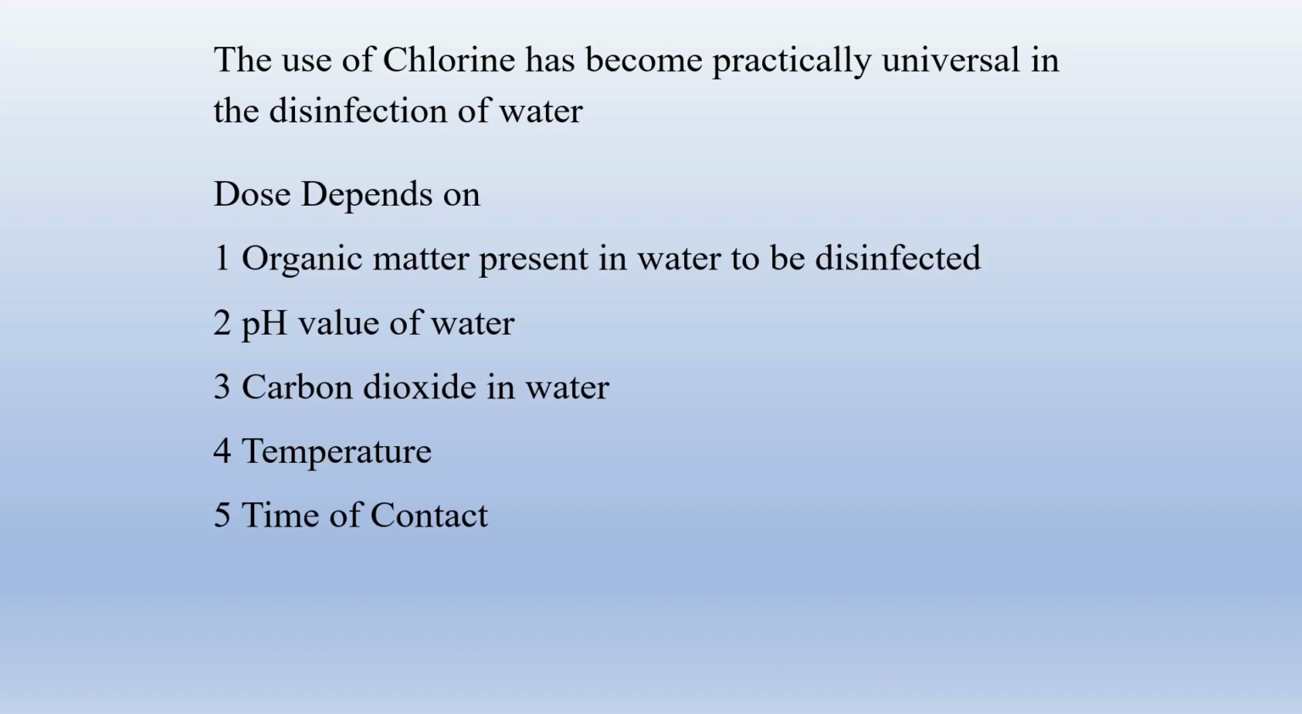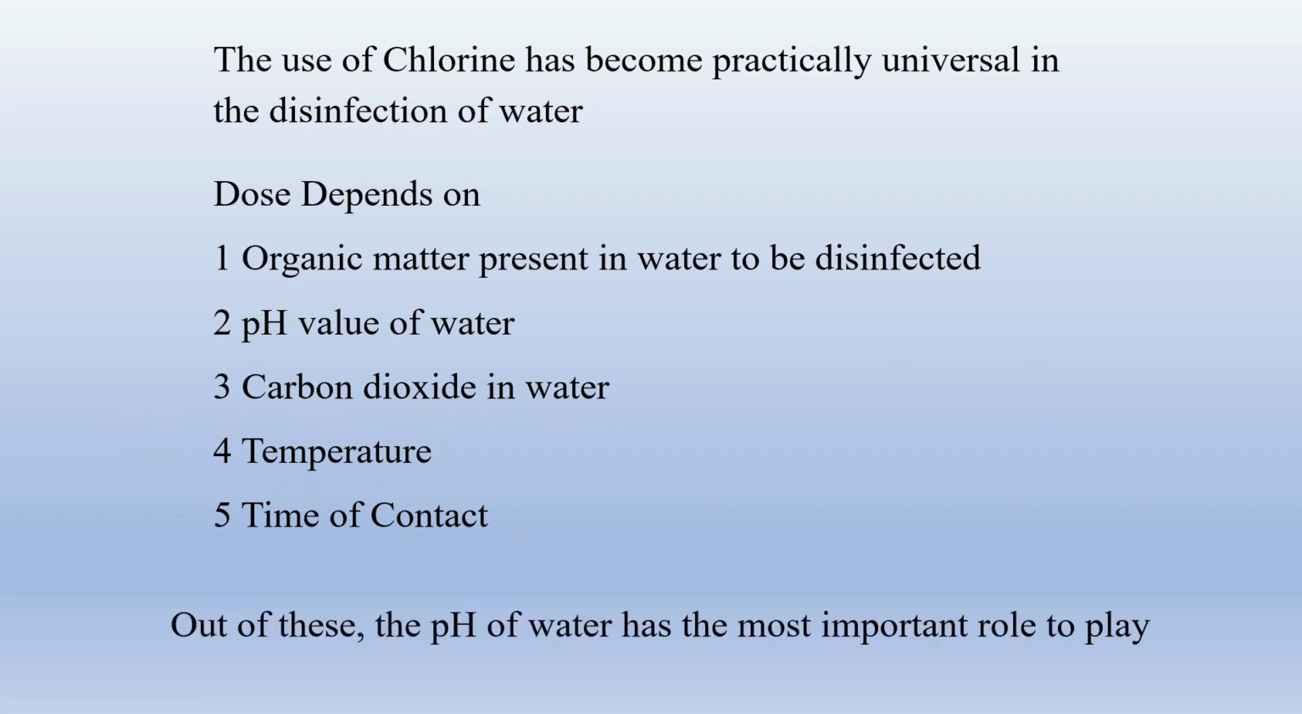used for the disinfection depends on the organic matter present in water to be disinfected, the pH value of the water, the carbon dioxide content in the water, the temperature of the water, and the time of contact of the disinfectant with water. Out of these, the pH of water has the most important role to play because the pH controls the dissociation of the hypochlorous acid, thus affecting the disinfection of the water directly.